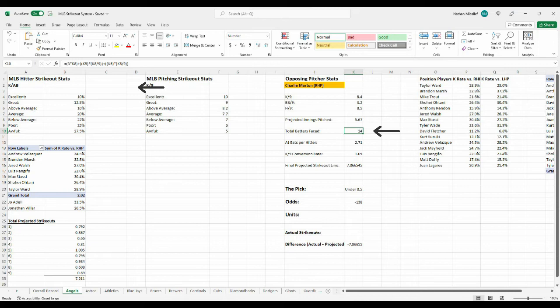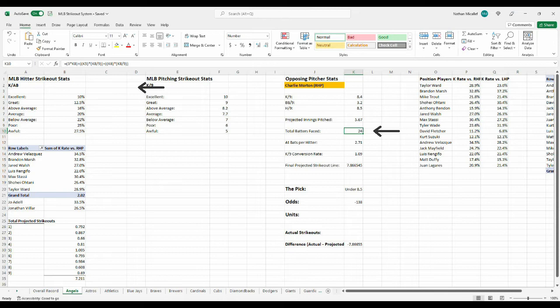The innings pitched divided by 9 gives you a ratio that is used to multiply the walks per 9 innings. Because that's the 9 inning formula for walks, it's at 3.2, and you have to take the ratio of innings pitched divided by 9 innings to get the proper number. So 3.2 times this number would be 0.6. That number is also factored into the total number of batters faced.